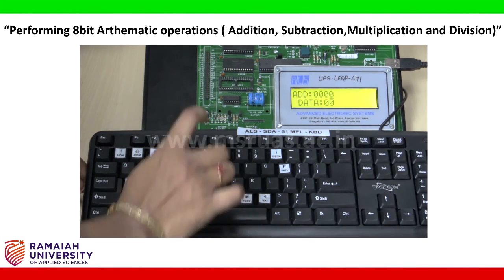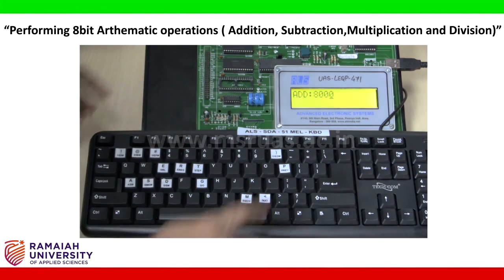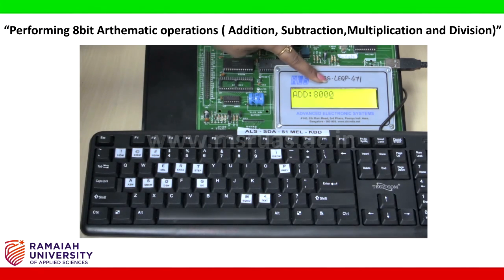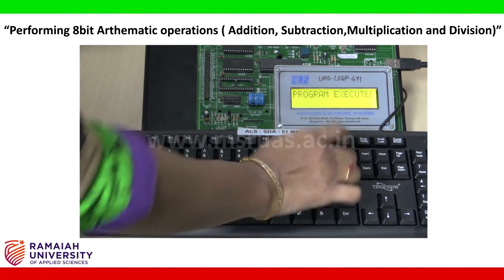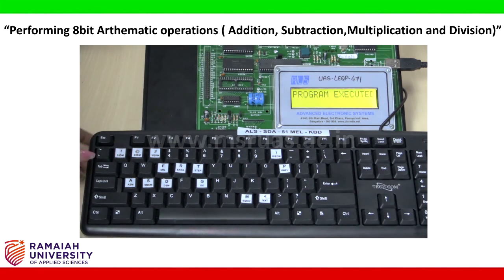Click on go, then enter the memory location from which you have started your program. We have started our program with the 8000H memory location. Provide that there and give enter. So it shows program executed. Once this message is shown, press enter once again.